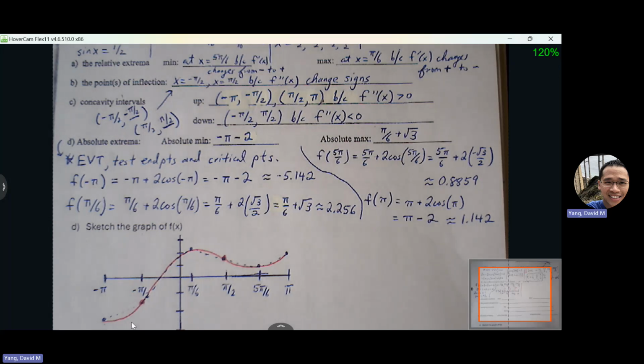Plug them all into the calculator, and I'm just comparing their y values. Highest y value would be my absolute max. Lowest y value would be my absolute min.